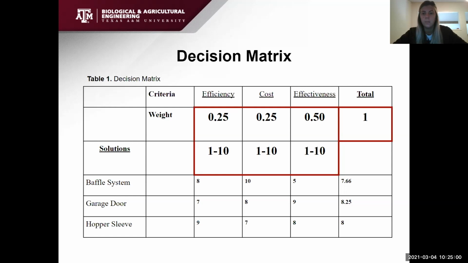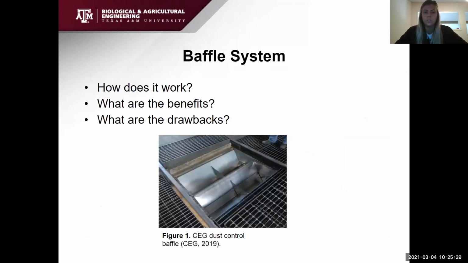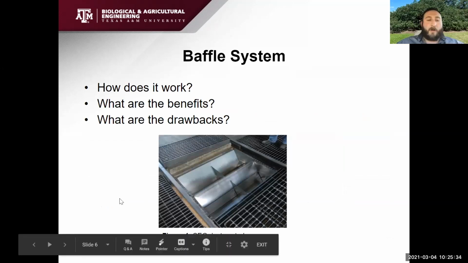These are weighted according to how we see priority. We think effectiveness, how it addresses the particulate matter pollution, is the most important criterion when weighting these solutions. On the 1 to 10 scale, a 1 would be the least efficient, least cost effective, and least effective in addressing the environmental pollution, versus 10 being the best. So going forward, Tristan's going to take over and start discussing our first potential solution. Thanks, Cameron.